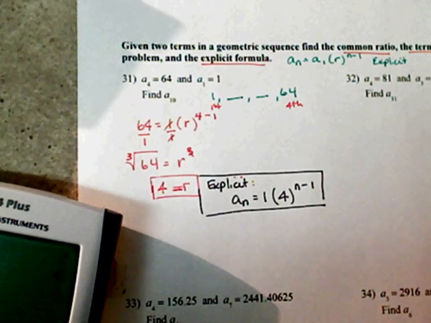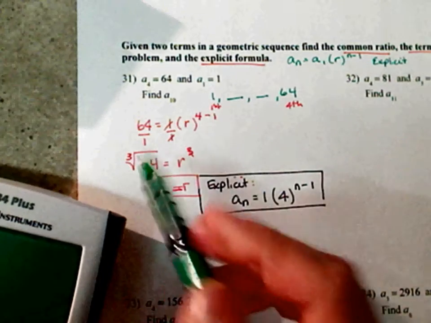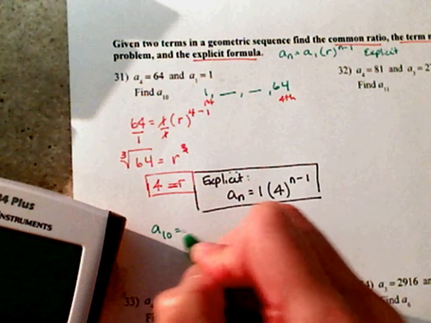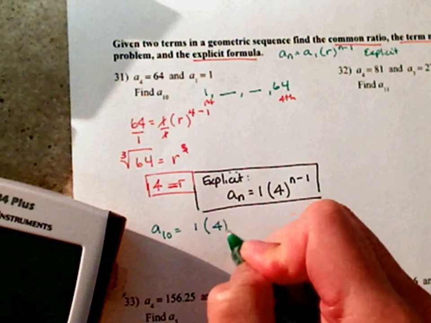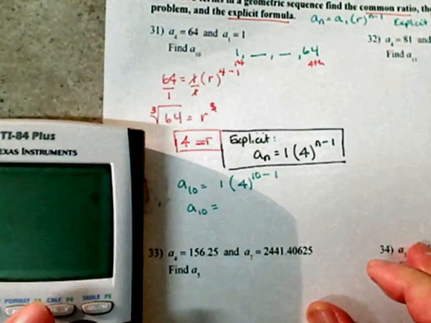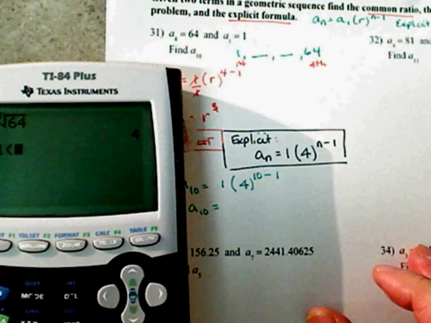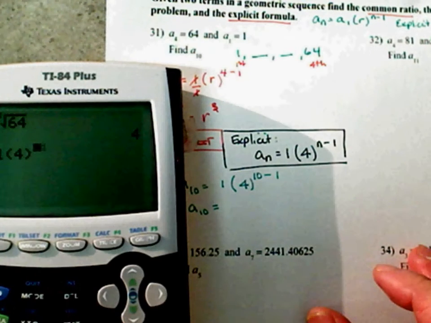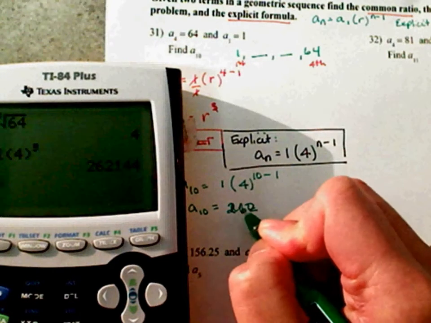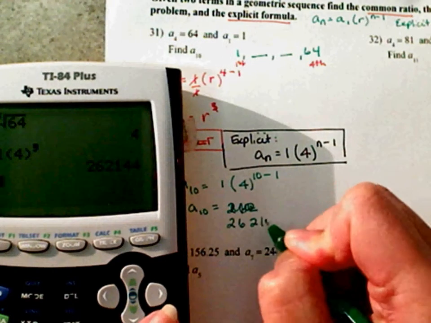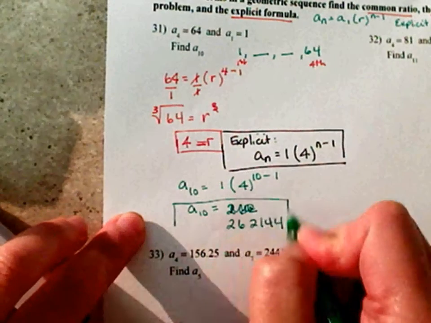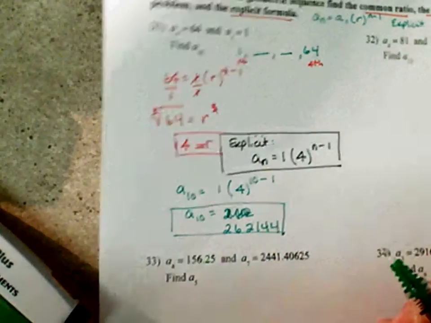Now you have to find the term named. So what term are we looking for? We're looking for the 10th term. So a_10 is equal to your first term times 4 to the 10 minus 1. And what is your 10th term going to be? Well, you can just type that into your calculator: 1 times 4 raised to the 10 minus 1, which is 9. And that number is going to be 262,144. And so you have answered all three questions for number 31.